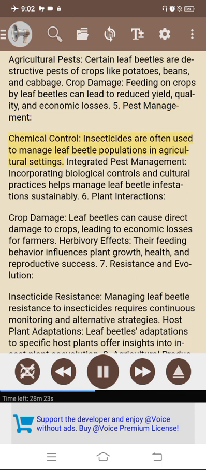5. Pest management. Chemical control. Insecticides are often used to manage leaf beetle populations in agricultural settings. Integrated pest management. Incorporating biological controls and cultural practices helps manage leaf beetle infestation sustainably.